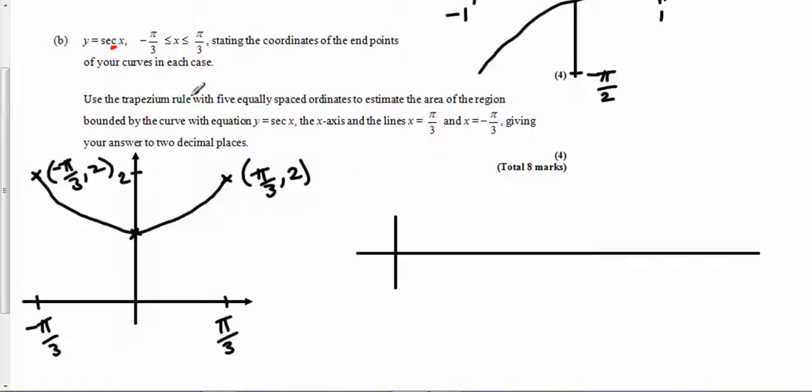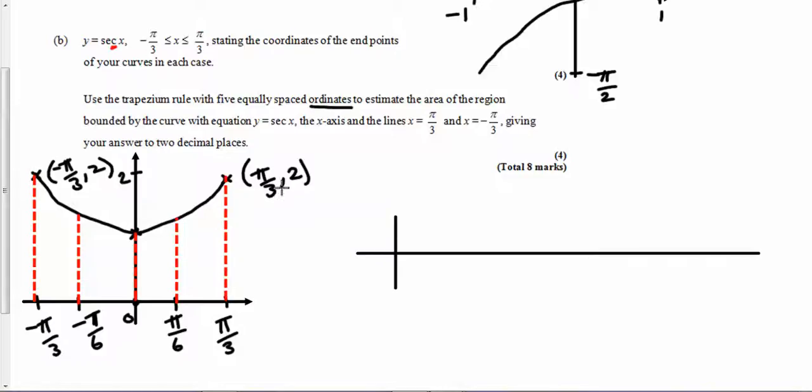It then asks us to use the trapezium rule with 5 equally spaced ordinates. 5 equally spaced ordinates means we have 5 points. So we're going to have these 5 points here. So that's going to be minus pi over 6, 0, and pi by 6. Be careful, 5 ordinates means 4 strips, rather than getting confused and trying to split it into 5 strips. So we're going to have these strips here for our trapezium rule.